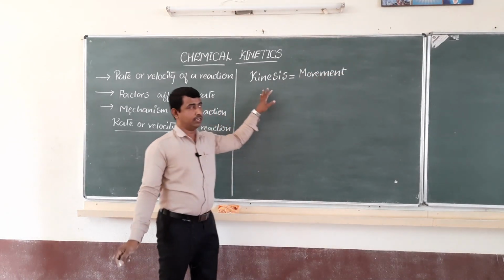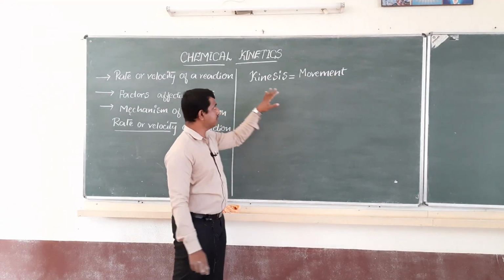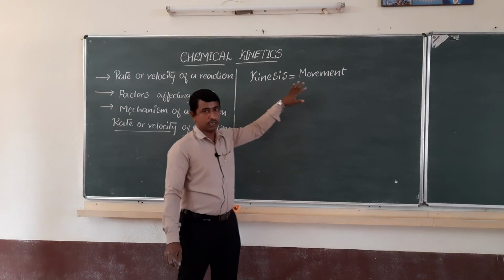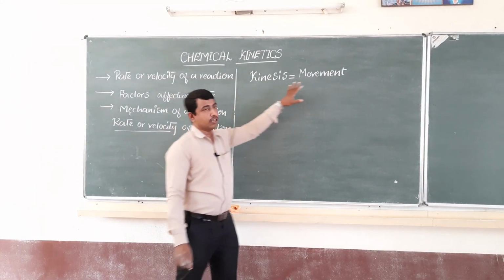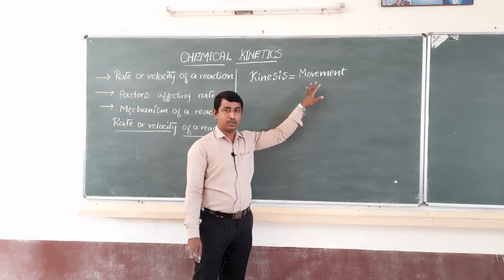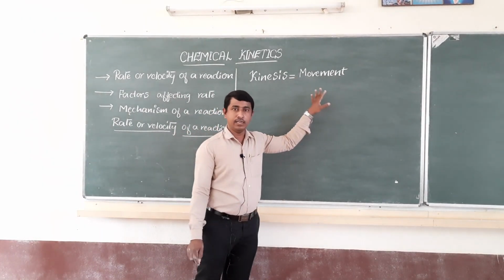I'll repeat it once again. Chemical kinetics is a word derived from the Greek language. In Greek, kinesis means movement. That means under this unit, we are going to study the movement of a chemical reaction, or the rate of a chemical reaction, or the velocity of a chemical reaction.